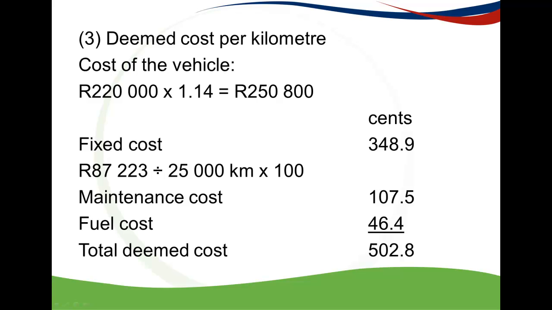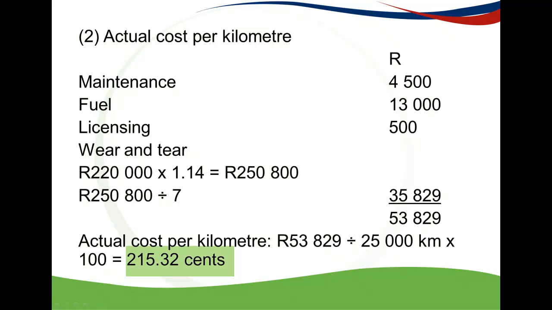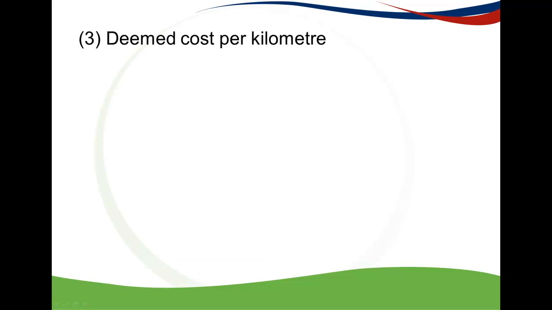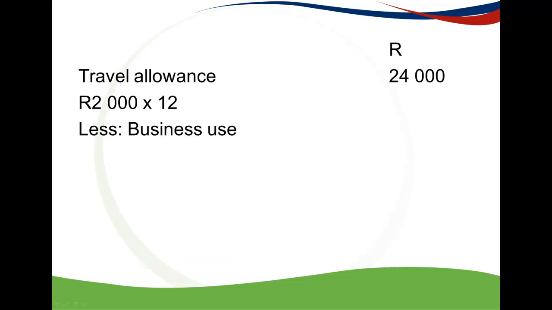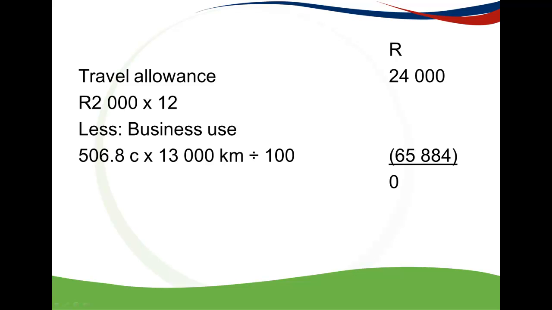We compare the actual cost per kilometre with the deemed cost per kilometre, and then you will see, if you just quickly go back, the actual cost per kilometre was 215 cents, and the deemed cost per kilometre is 502 cents. So the greater of the two is obviously the deemed cost per kilometre. We take the travel allowance, and from that we deduct the greater of the deemed cost, or the actual cost, which we know now is the deemed cost, and we multiply it with business kilometers, and then you will see it gives us 65,884.